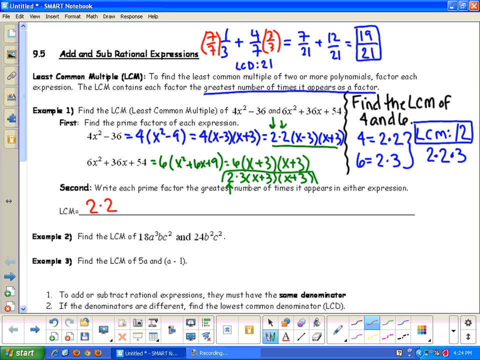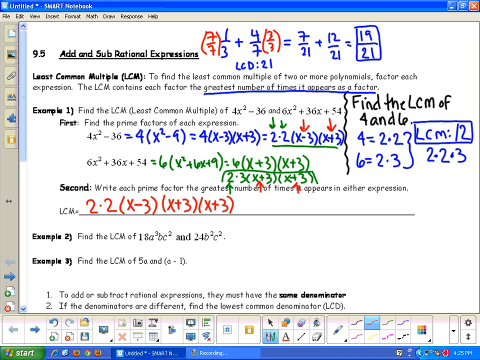Now I'm going to go to the next one. So I have x minus 3 appears once here. It doesn't appear in the other one, so the greatest number of times it appears in either would be once. And then the next one I have x plus 3. I have 1 here, but I have 1, 2 in this equation, so that means I'm going to write it twice. X plus 3 and x plus 3.